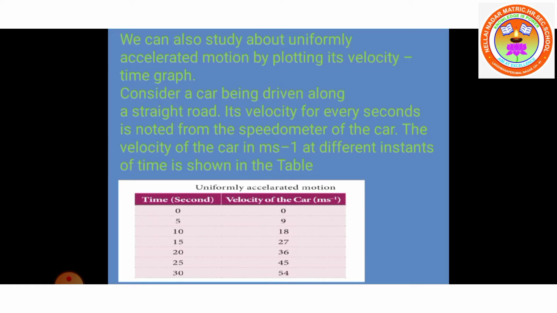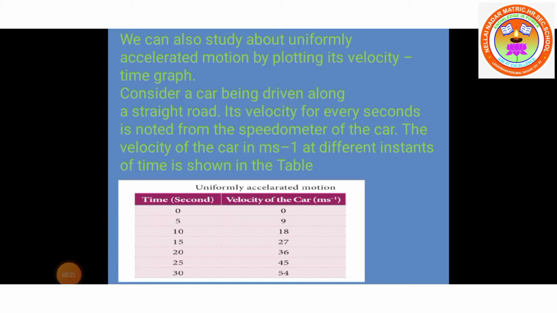We can also study uniformly accelerated motion by plotting its velocity time graph. Consider a car being driven along a straight road. Its velocity for every second is noted from the speedometer of the car. The velocity of the car in meter second inverse at different instants of time is shown in the table. The time is given in seconds, and the velocity of the car is given in meter per second, that is meter second inverse.